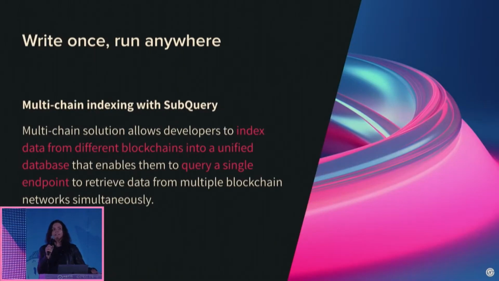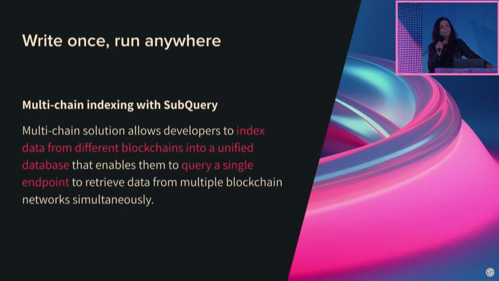And SubQuery built a solution that allows you essentially to index data from different chains, but into one database, which you can then query through one single endpoint. So this solves a lot of issues that I have mentioned previously, and this is truly a write once and run anywhere solution. And you can index data from sources like EVM, Substrate-based, Cosmos within one project, and have the data shape tailored for your project, for your application, and then you can easily digest this data and solve the issue of data incompatibility for yourself.